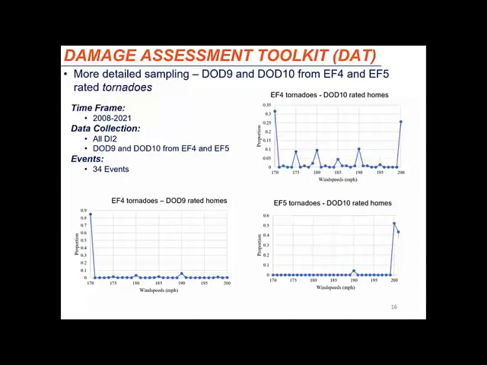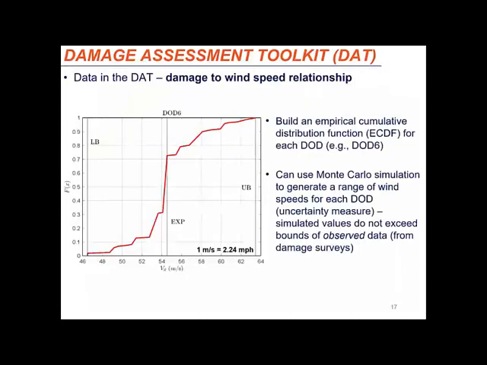For DOD 10 rated homes, for EF5 rated tornadoes, you can see the distribution changing, but almost all of the majority were at either 200 miles per hour or 201 miles per hour, looking at the individual wind speed estimates for these DOD 9 and DOD 10. And so the data in the DAT simply represents a damage to wind speed relationship. And Zach showed some of the variability in the wind speed estimate for each DOD.